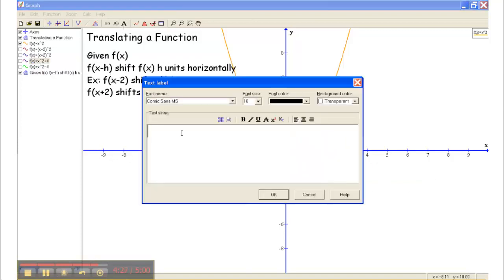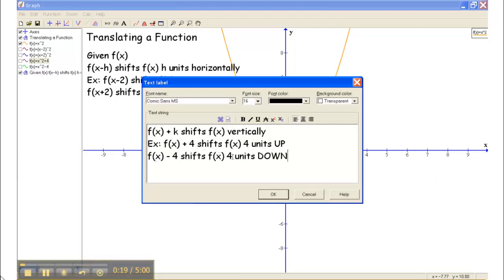What about moving up or down? Now we're adding a value on the outside of our function. This will create a vertical shift like we saw. Here's an example. F of x plus 4 shifts f of x 4 units up. F of x minus 4 will shift f of x 4 units down. So that plus some number on the end will shift it up. The minus some number on the end will shift it down.